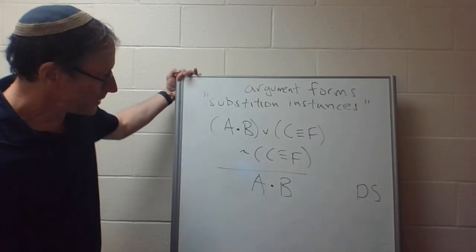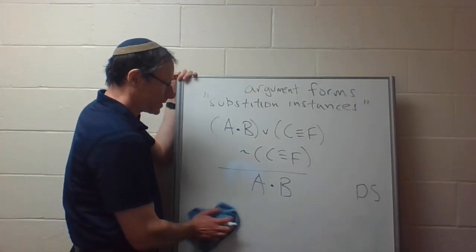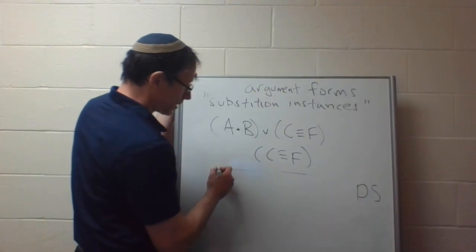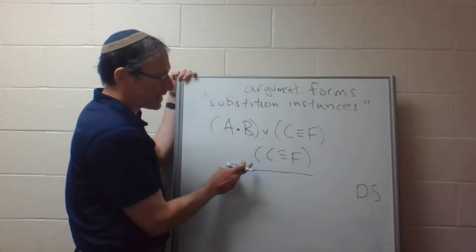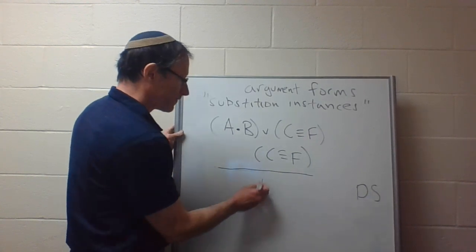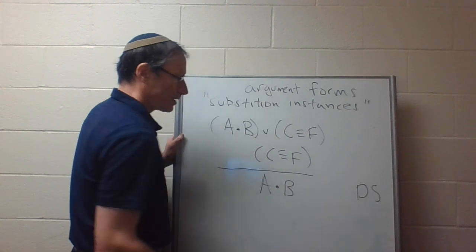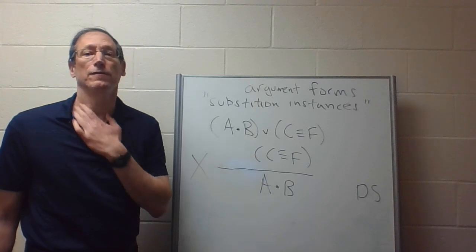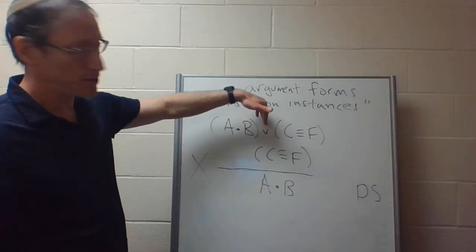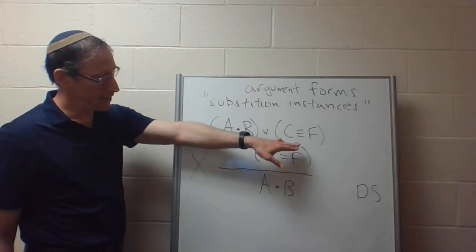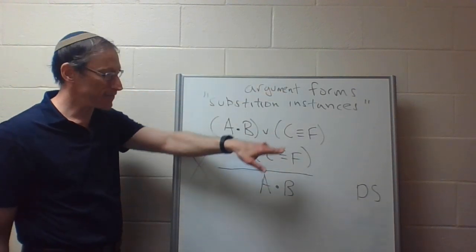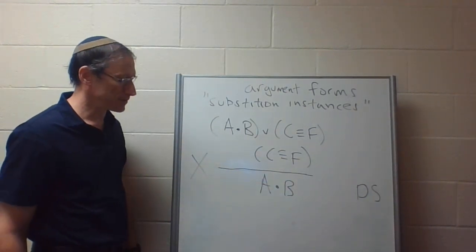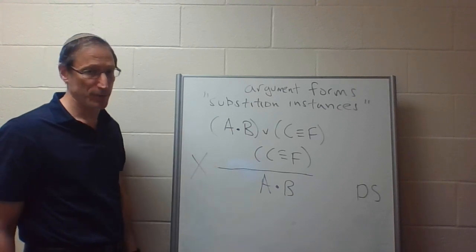Now, while I'm on this topic, what would not be good is, suppose I had the same disjunction, and then I had C biconditional F. Can I infer A dot B? So this would be incorrect. This would not be a substitution instance of disjunctive syllogism because I have a disjunction and then I don't have the negation of the right-hand side. I just have the right-hand side itself. So this would not be a valid instance of disjunctive syllogism.